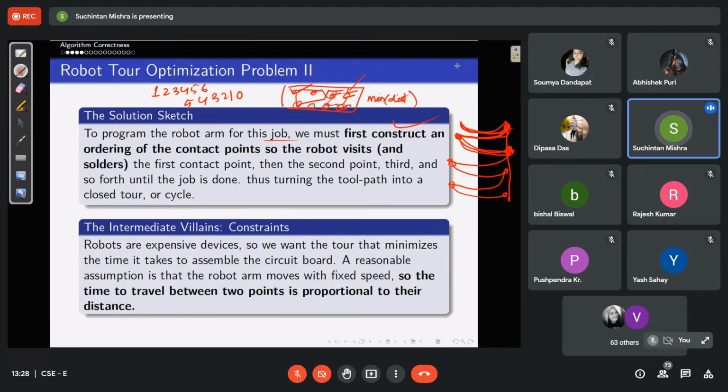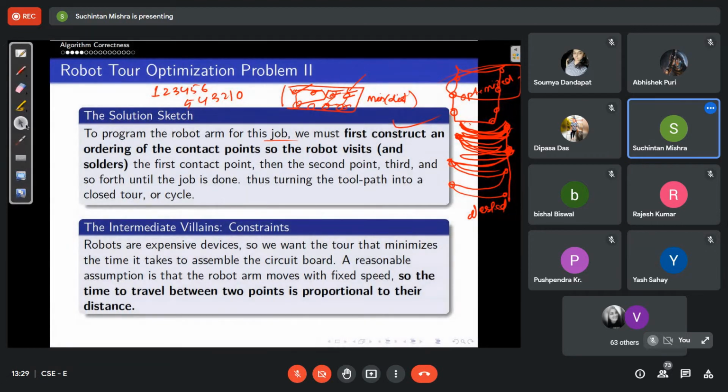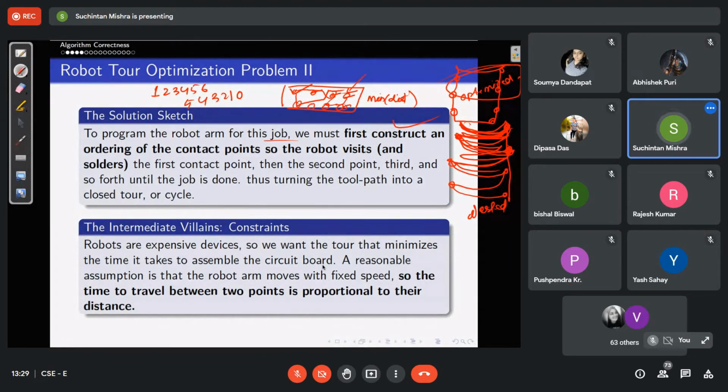Because it can go to one side, complete everything like this, and then come to the second side and do the same. Here the movements are wasted, but here they are optimized. That should be our intuition: the robot should not waste its movements unnecessarily. Now let us look at the solution that can work. The constant we have discussed is the distance. We have to minimize the distance, so that is the constraint of the problem.